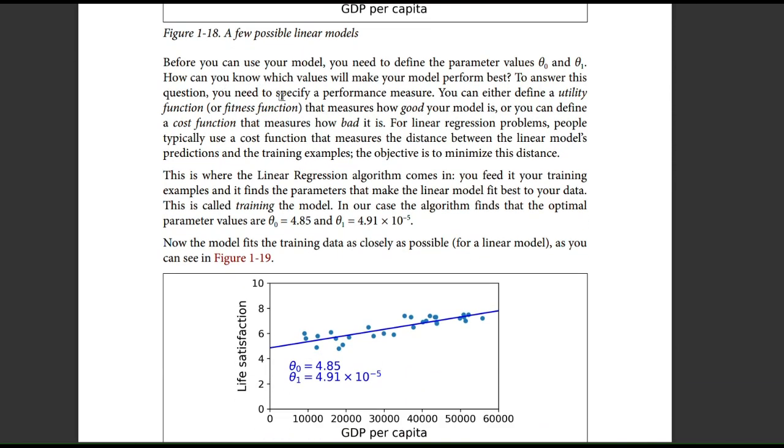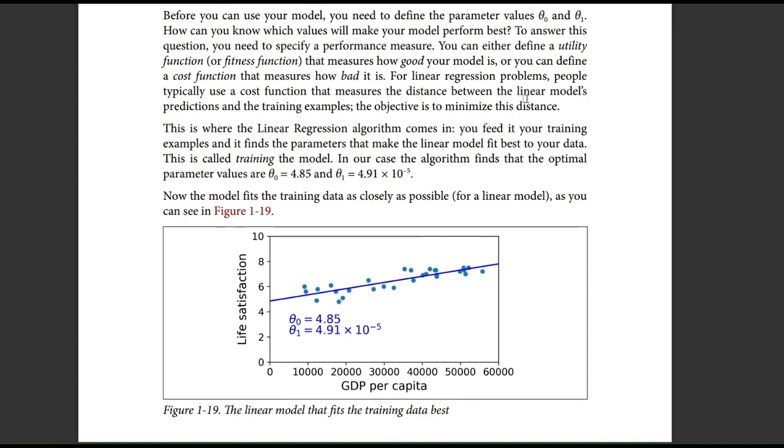This model has two parameters, theta naught and theta 1. By tweaking these parameters, you can make your model represent any linear function. So for example, for different values of theta, there are different lines that fit in this data set. So before you can use your model, you need to define the parameters theta naught and theta 1. Can you know which values will make your model perform best?